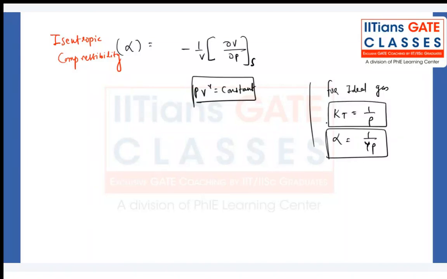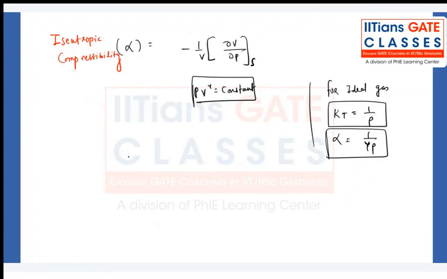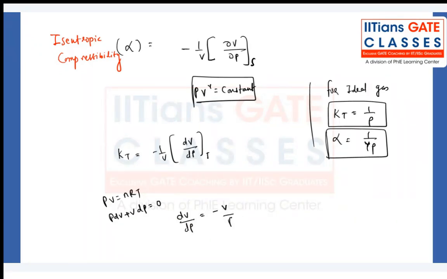How are we getting K_T equal to 1 upon P? That's very simple, guys. See how we are getting K_T: from the same expression, K_T is minus 1 upon V dV by dP at constant temperature. PV equal to nRT, so P dV plus V dP equals 0 for a constant temperature process. So from here dV by dP will be minus V divided by P. So minus 1 upon V times minus V divided by P, and that's how you will be getting 1 upon P.